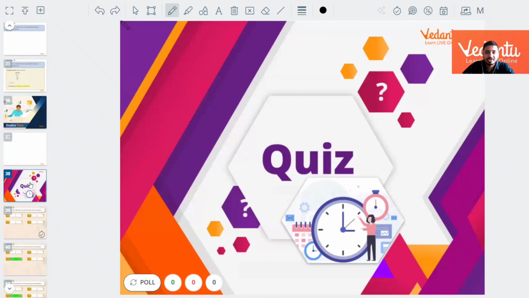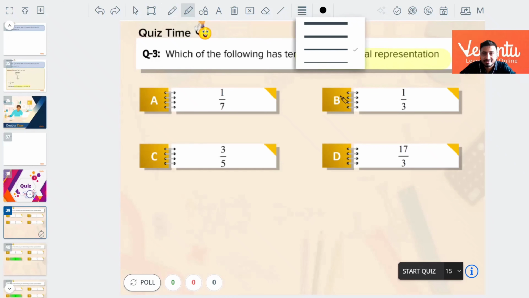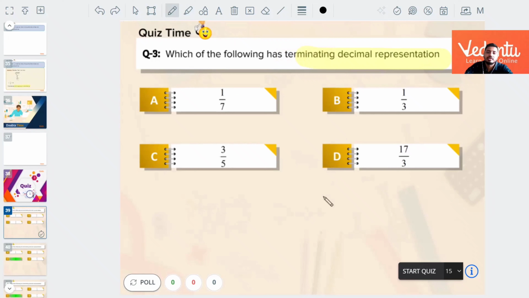Okay. We are going to start your favorite activity, quiz activity, once again. Which of the following has terminating decimal expansion? The options are: option A, 1/7; option B, 1/3; option C, 3/5; option D, 17/3. Which of the following has terminating decimal expansion? Tell me fast.